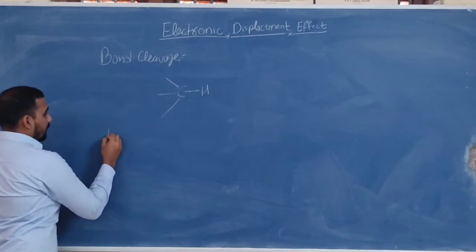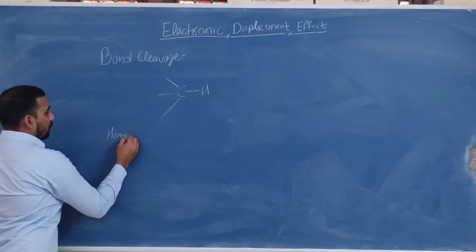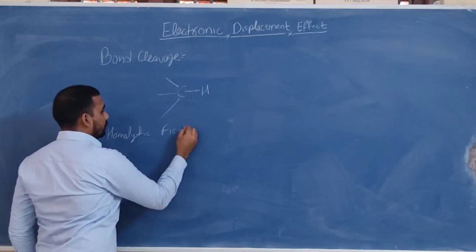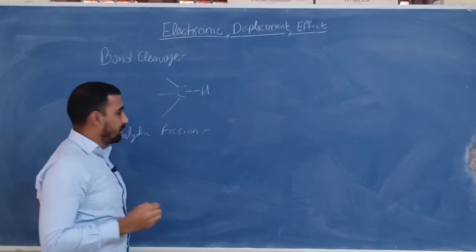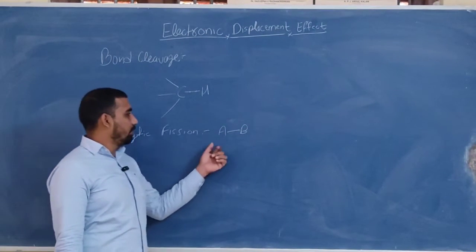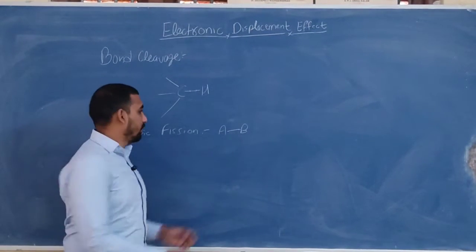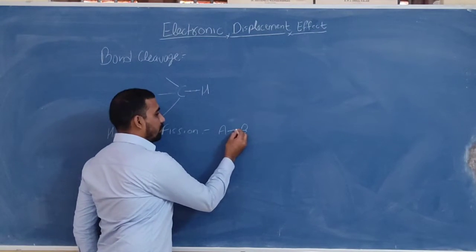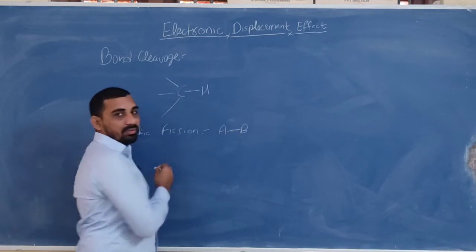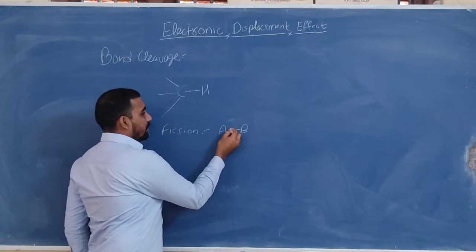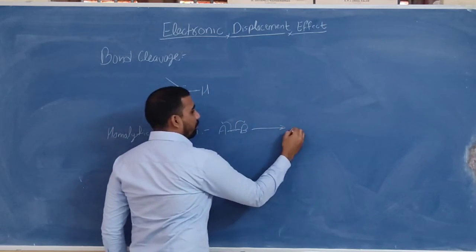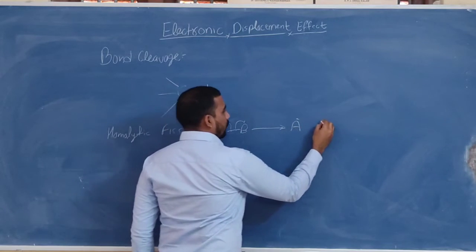The first is homolytic fission. What happens in homolytic fission? Let's suppose there is a bond between A and B atoms. If we have a bond between atoms A and B, there are two electrons between them, shared between these two atoms. But in homolytic fission, this electron is taken by this atom, and this electron is taken by this atom, and they break to form A and B.